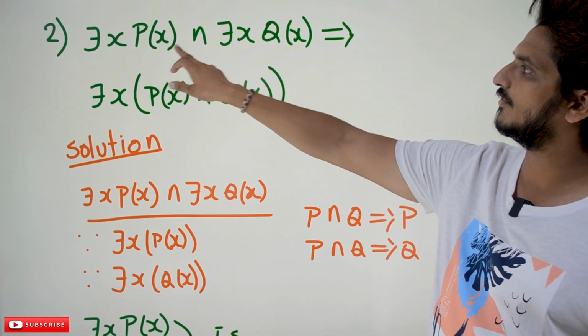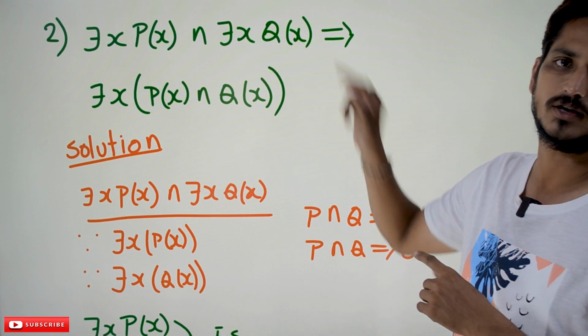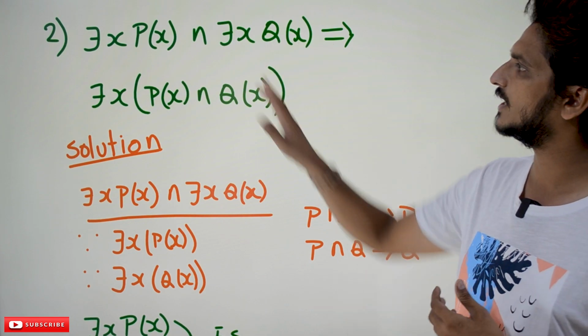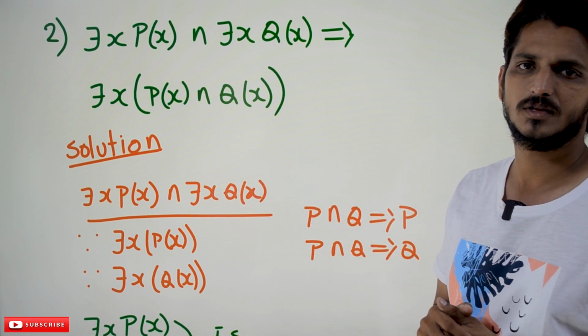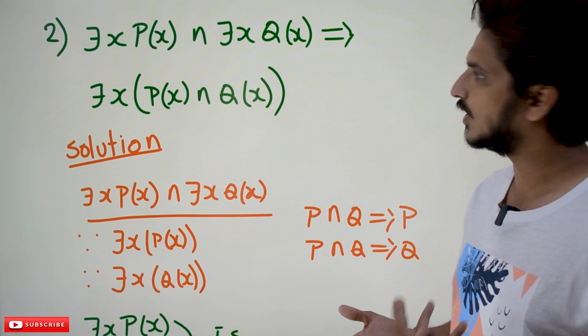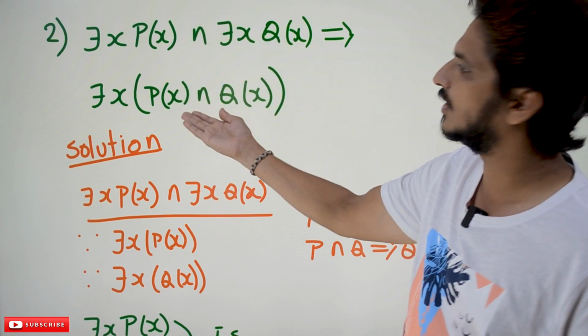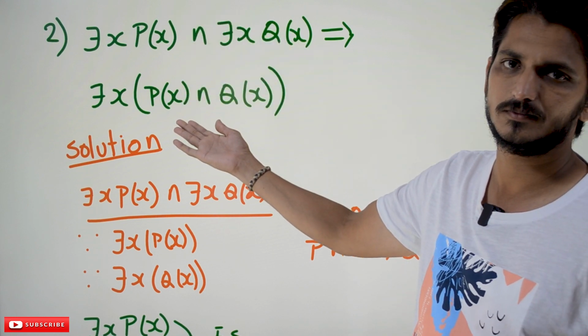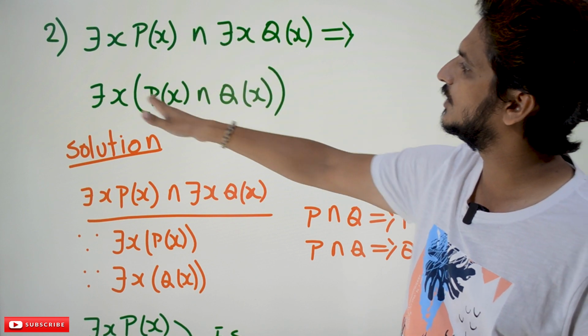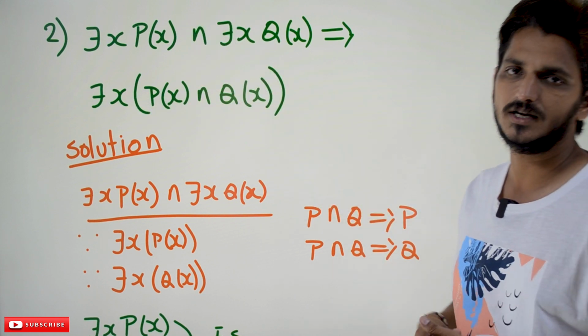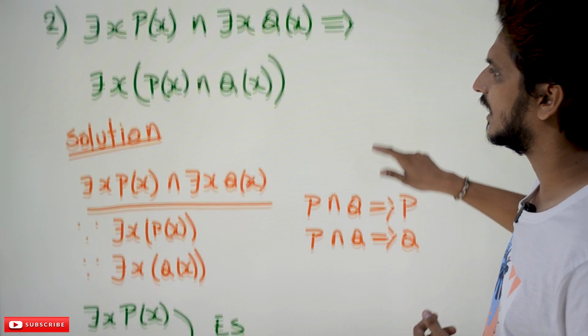The premises are there exists x p of x and there exists x q of x. So the other way to understand it is that using these two premises, we need to conclude there exists x, p of x and q of x. Now try to solve it.